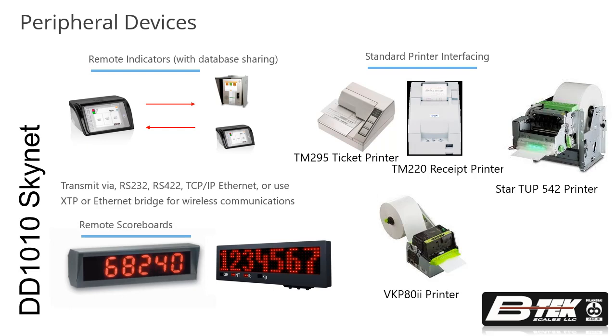Scoreboards are usually connected to COM port 6 when using RS-232 for runs up to 50 feet, or COM port 7 when using RS-422 for longer runs up to 4,000 feet. If using a BT-470, you also have the option to communicate via Ethernet. The supported printer drivers are shown on the right-hand side. If using a TM220 printer, the generic printer will be selected.